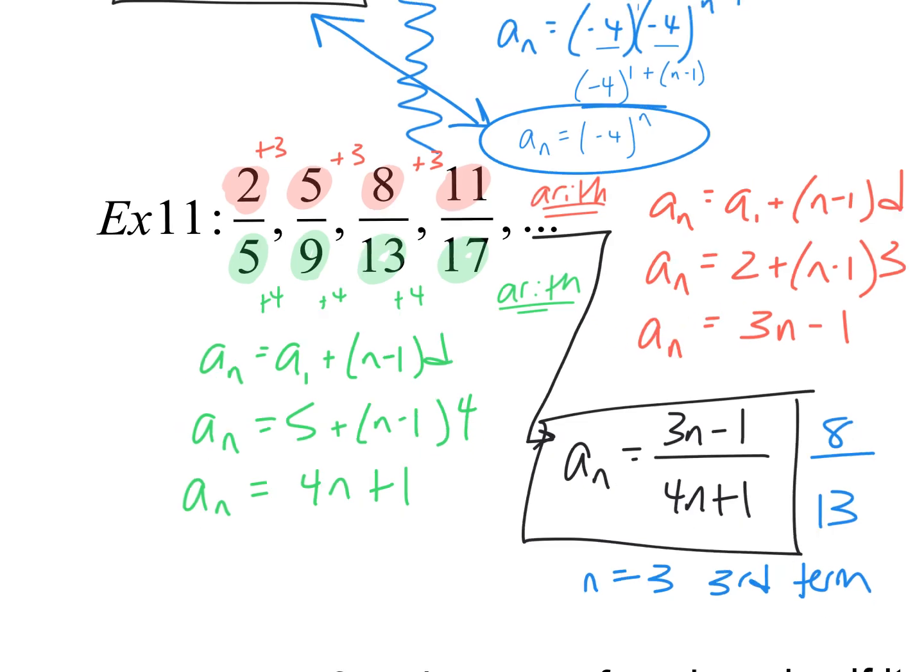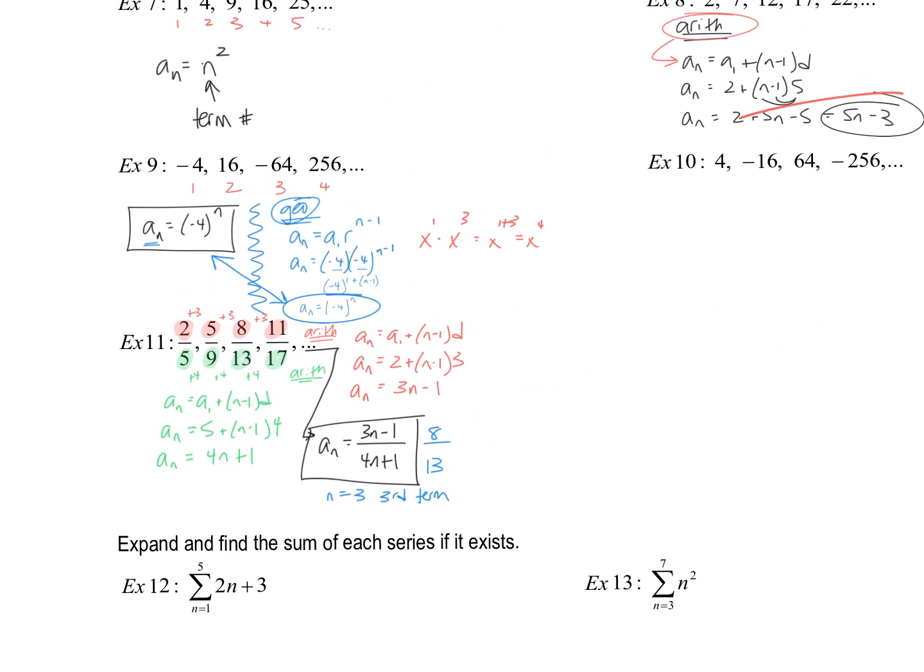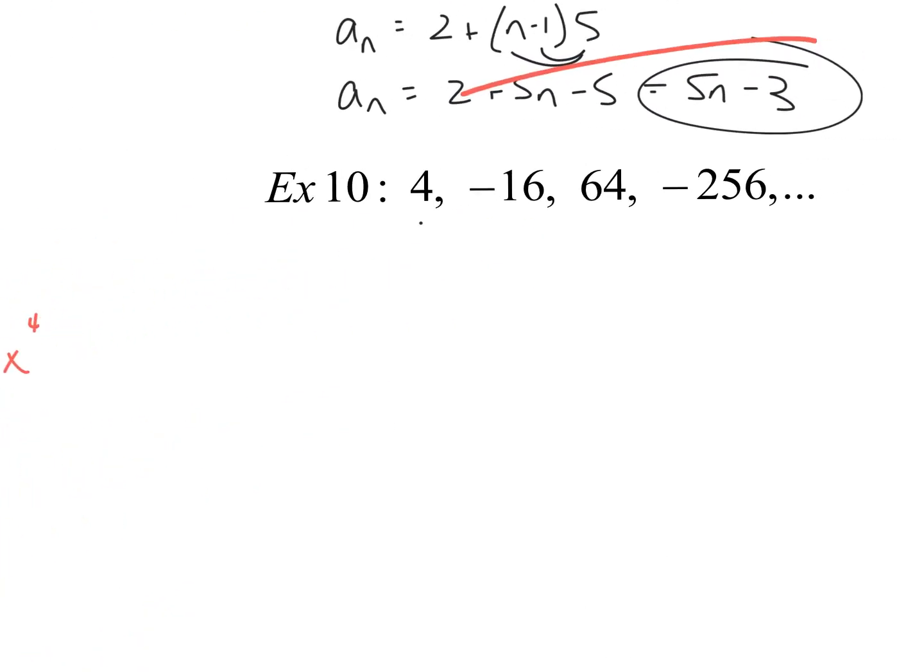Okay, let's do number 10 that I skipped. Notice the similarities between number 9 and number 10. Isn't it the same exact sequence, but the signs are off? So let's see if I can do this -4 thing. I'm noticing that I'm multiplying by -4, and then multiply again by -4, and then multiply again by -4. So that means it's geometric.